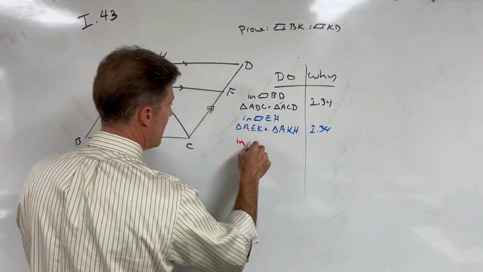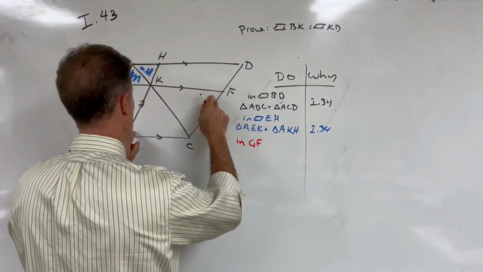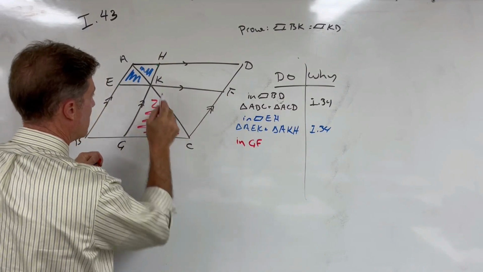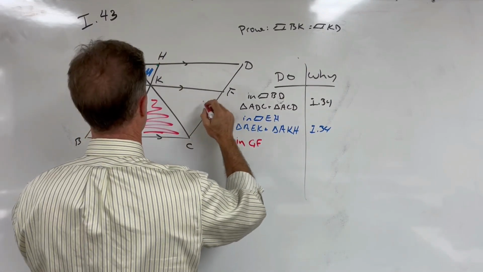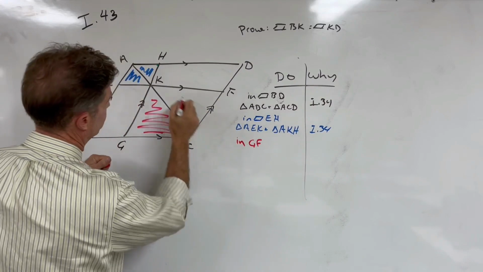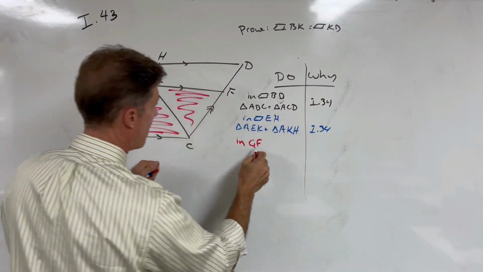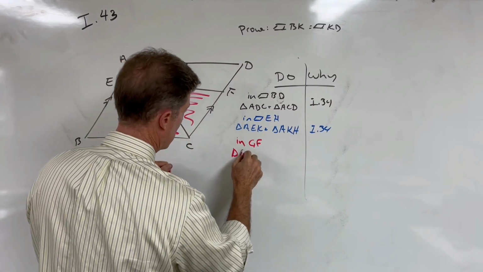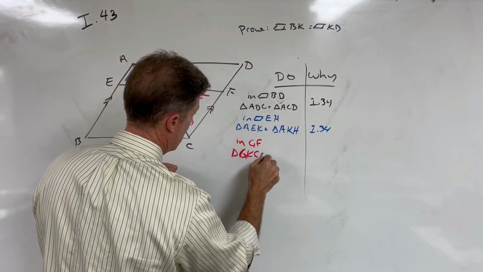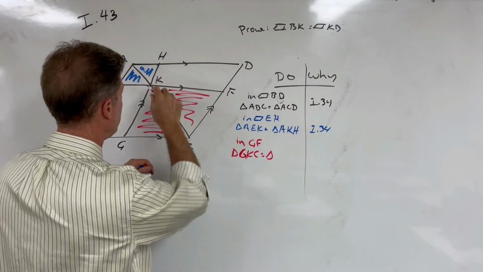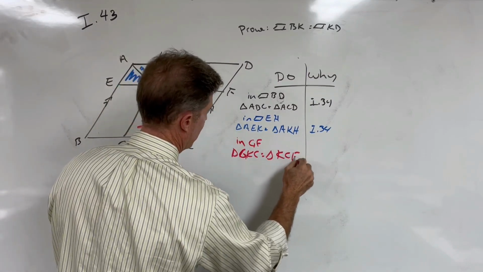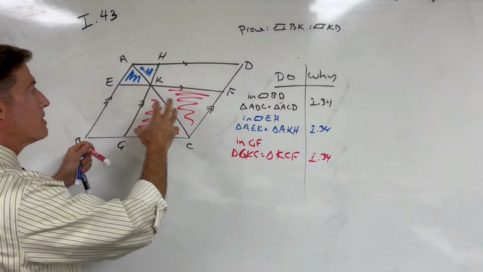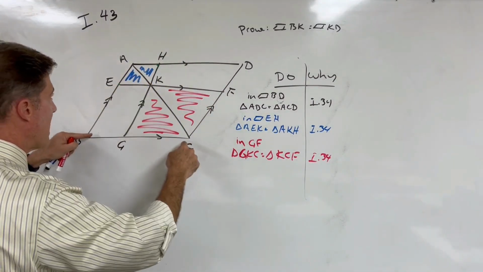Now let's look at this parallelogram. In parallelogram GF, we have this triangle is going to be equal to this triangle. So triangle GKC will be equal to triangle KCF. Again, Prop 34.